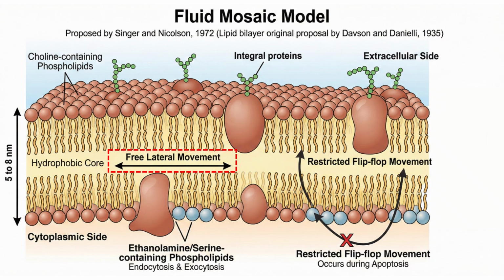Whereas the movement from top to bottom or from bottom to top, that is the flip-flop movement, is usually restricted. But in cases of apoptosis, this flip-flop movement is seen.